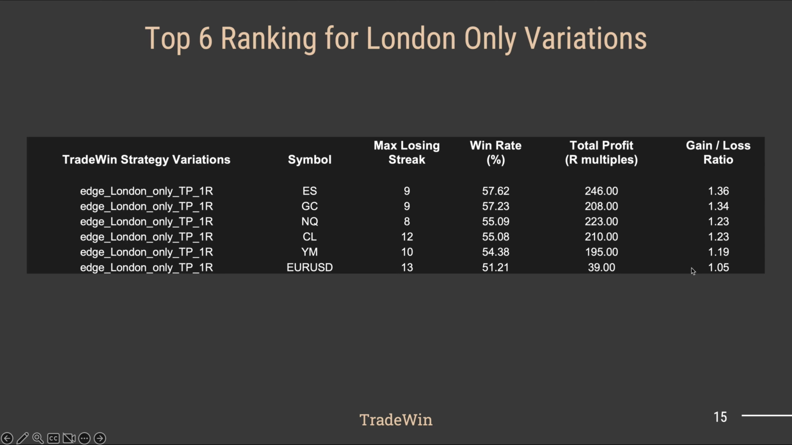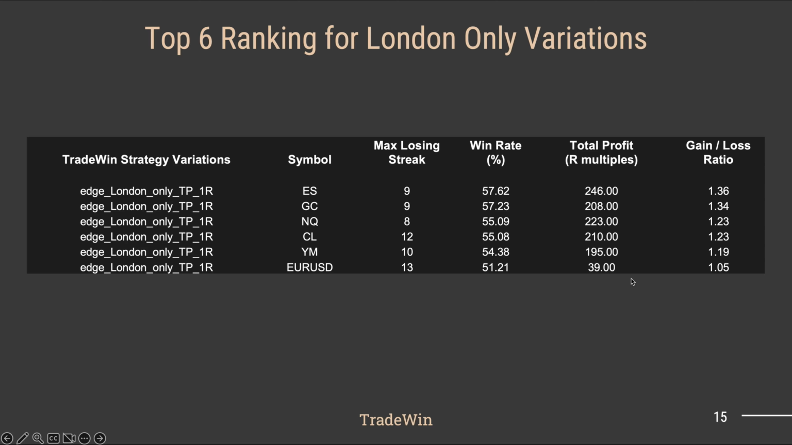So here you see that the least profitable concerns the Euro USD, okay, for a 50% win rate with only a 39R gain over 20 years. Would I trade this strategy on Euro USD? The answer is no. It's too low. We don't have enough profits here, even if it's profitable. That's why I like this total profit column.